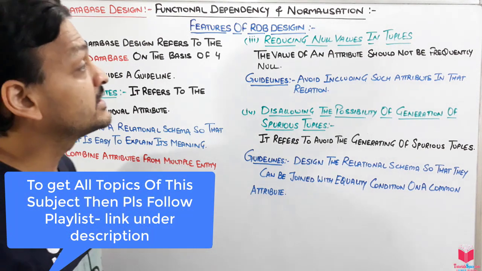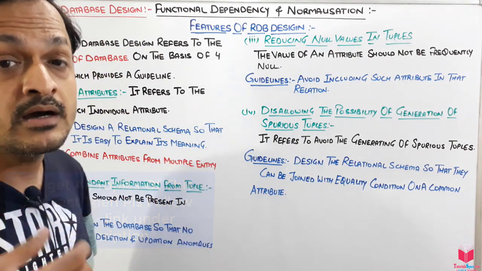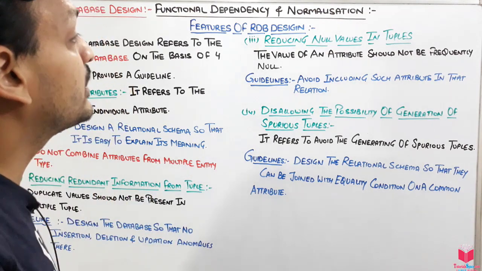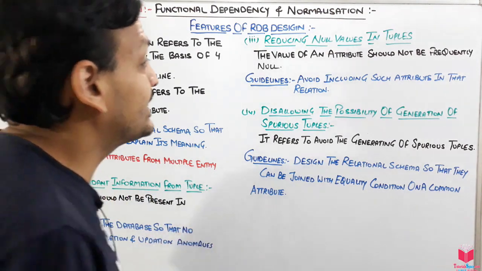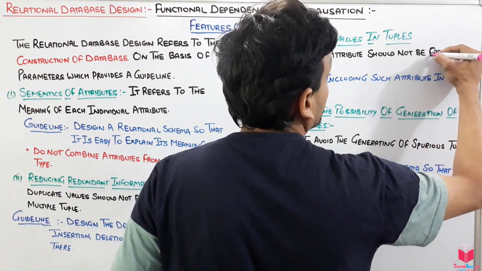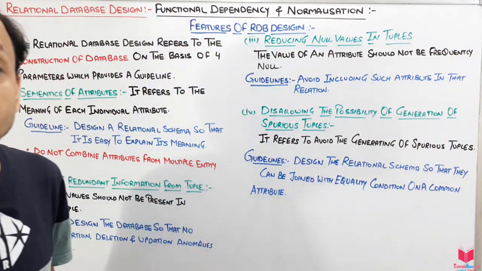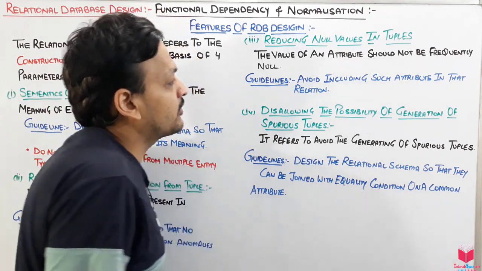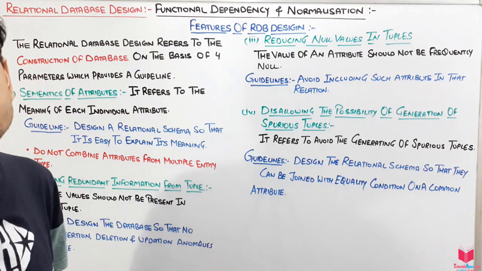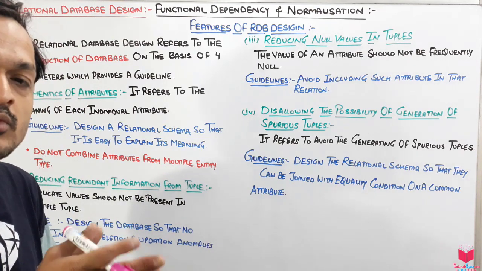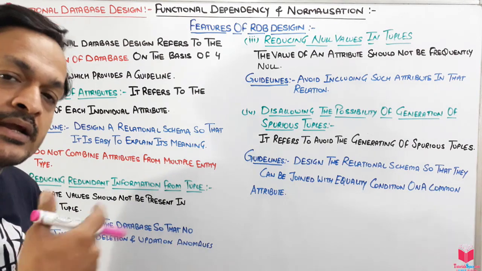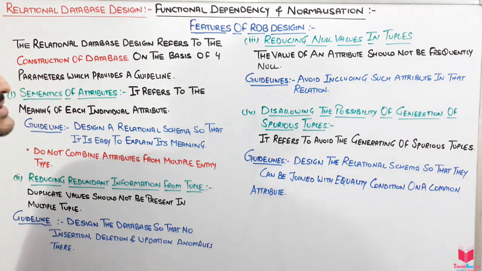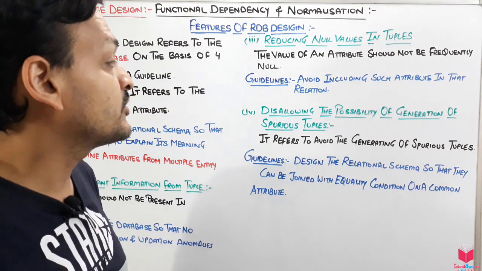The third point is reducing null values in tuples. We should reduce the null values in the rows. The value of an attribute should not be frequently null. There should not be a column in which the tuples frequently have null values. The guideline is to avoid including such attributes in the declaration. If we have such attributes, we should remove them from that table and take them into some other table.